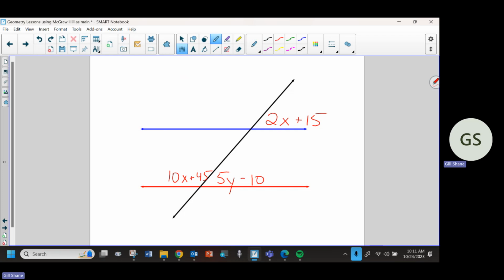I think that's going to come out pretty nice and round. So I want you to solve for x and y. That's about as difficult as it'll get on the quiz, right there.